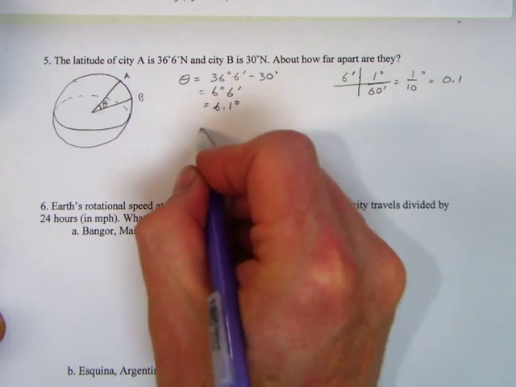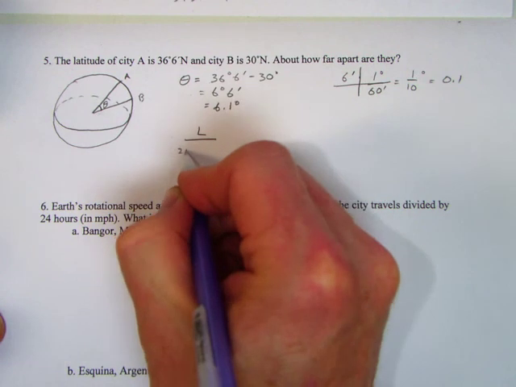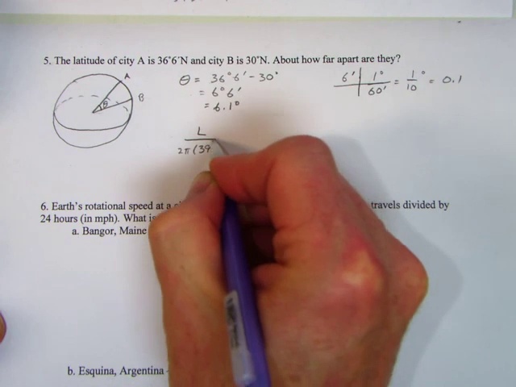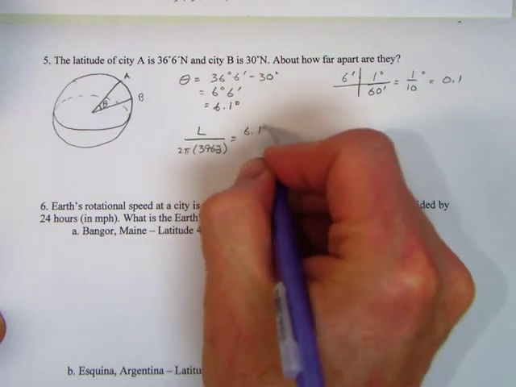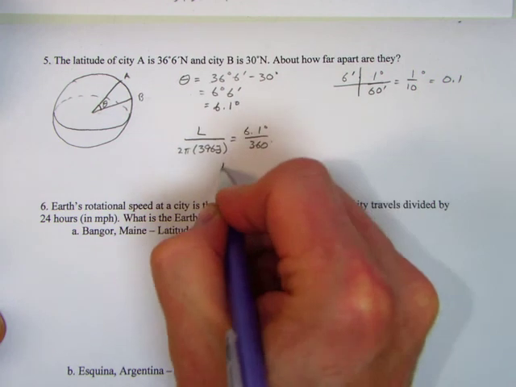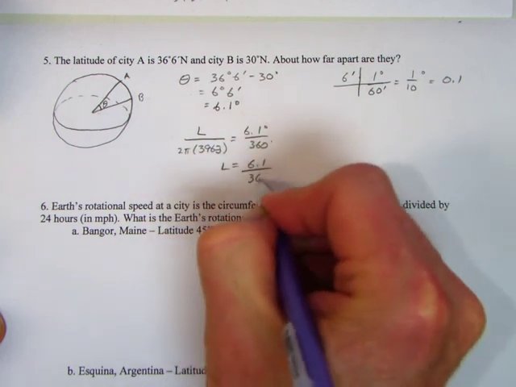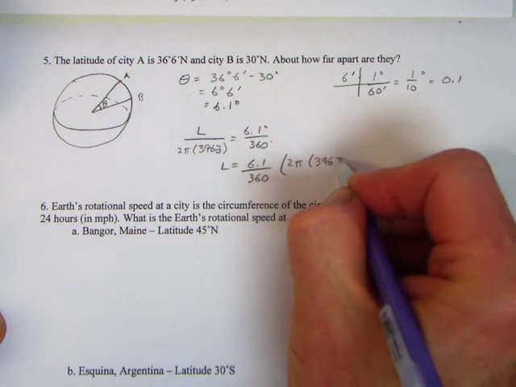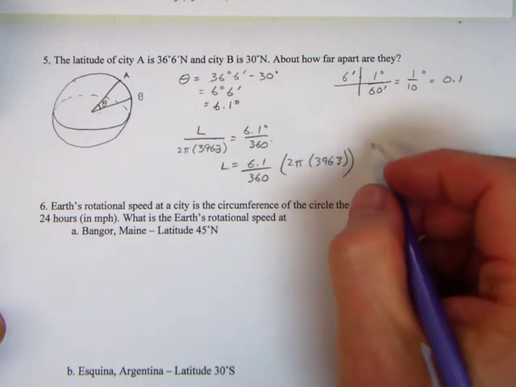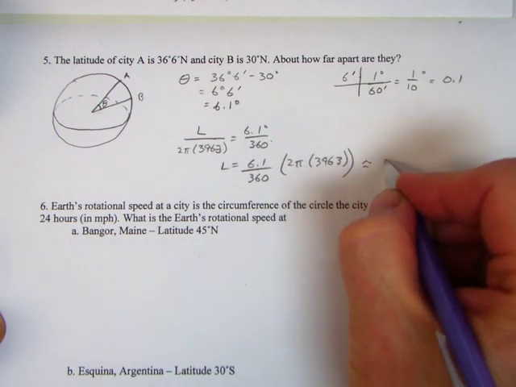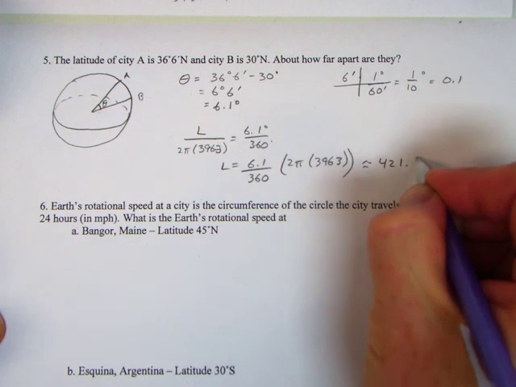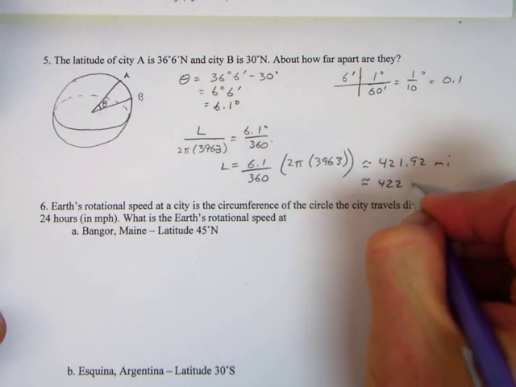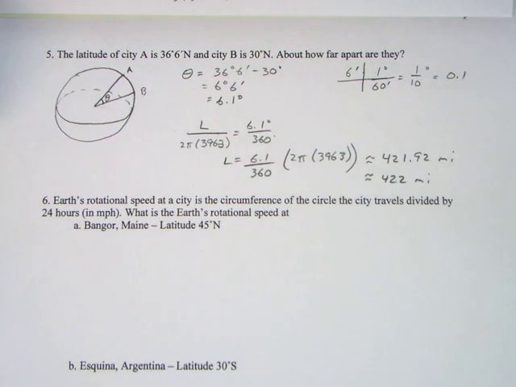Now we have L over 2 pi times 3963 miles equals 6.1 degrees over 360 degrees, which is equivalent to saying what portion of the entire circumference do we want. Type that in on your calculator and we get about 421.92 miles. So we'll go with 422. Again, on this one, it's just for the accuracy.